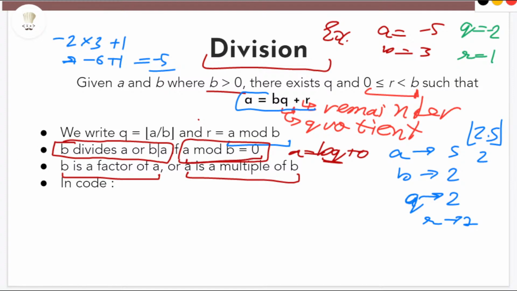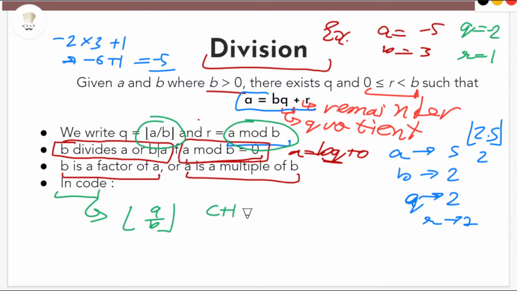Basically a modulo b is equal to 0, right? In code, we do not write floor of a by b or a mod b like this. In code, what do we write? Instead of writing floor of a by b, in C++, if you are dealing with integers, you just write a by b, and that is a single floor division. You do not have to do anything else.